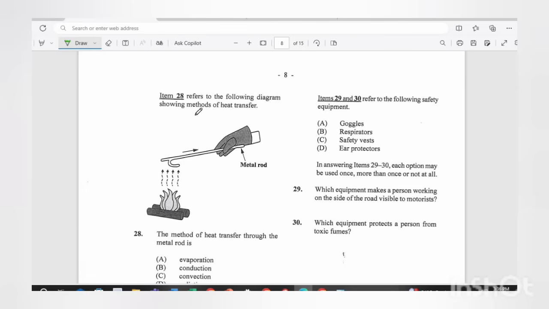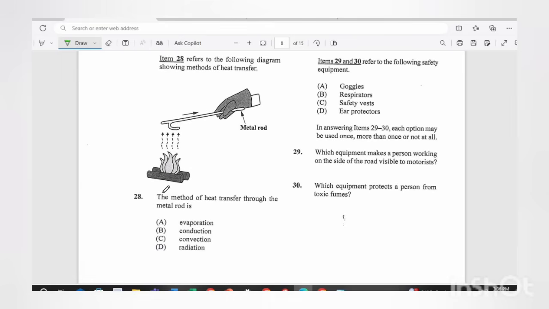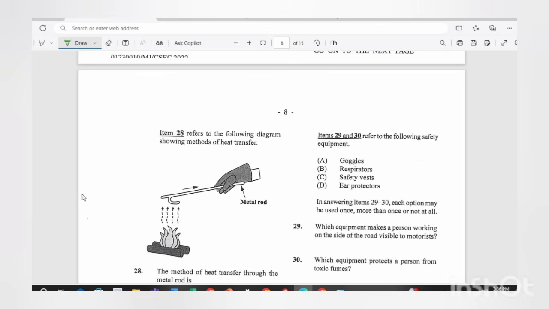Item 28 refers to the following diagram showing methods of heat transfer. The method of heat transfer through the metal rod is A, evaporation, B, conduction, C, convection, or D, radiation. Now if you answered B, conduction, you are correct.